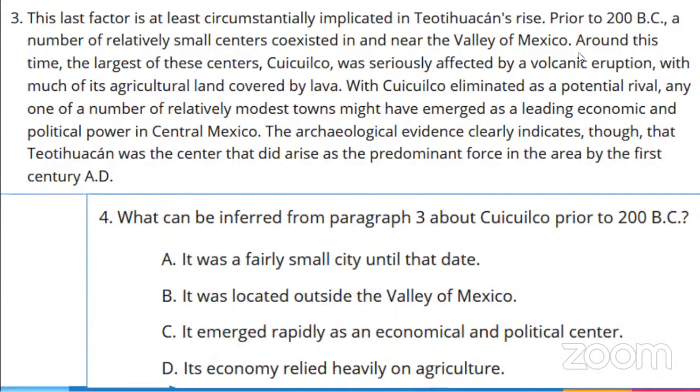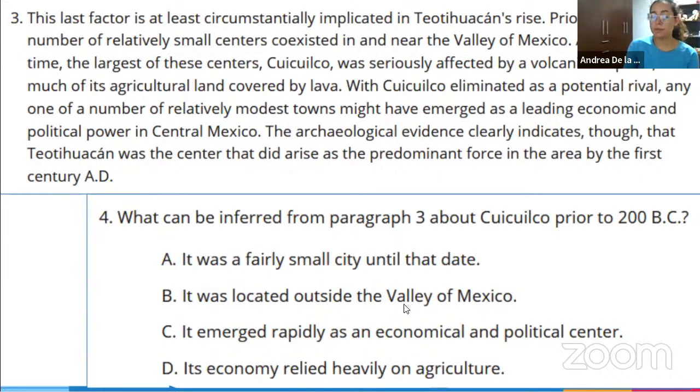Okay, Miss, what can be inferred from paragraph 3 about Quiquilco prior to 200 BC? Okay, thank you so much, Alejandro. So please give it a try. Let me know what you think. We'll talk about what to do when we're done.